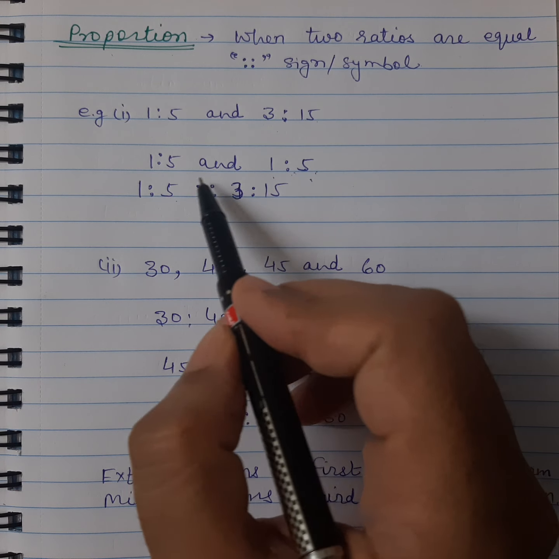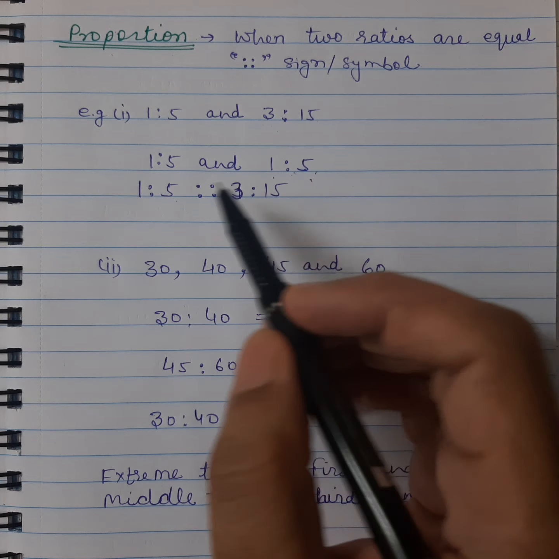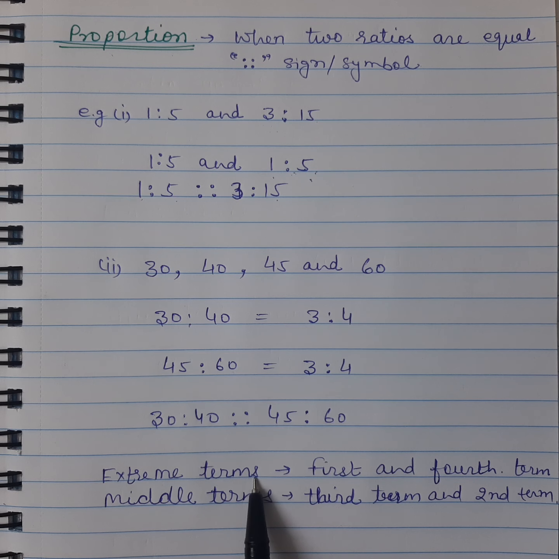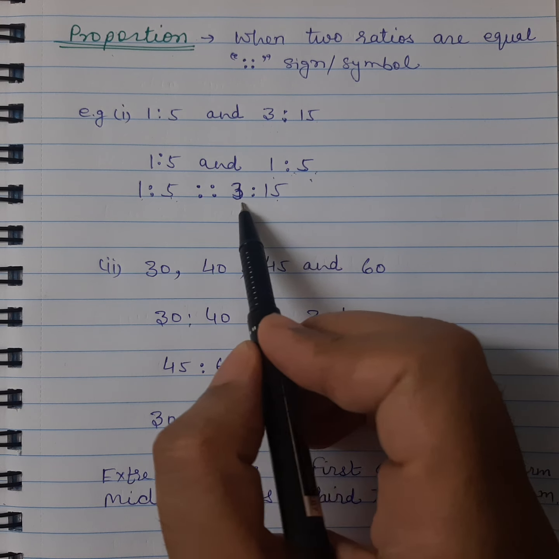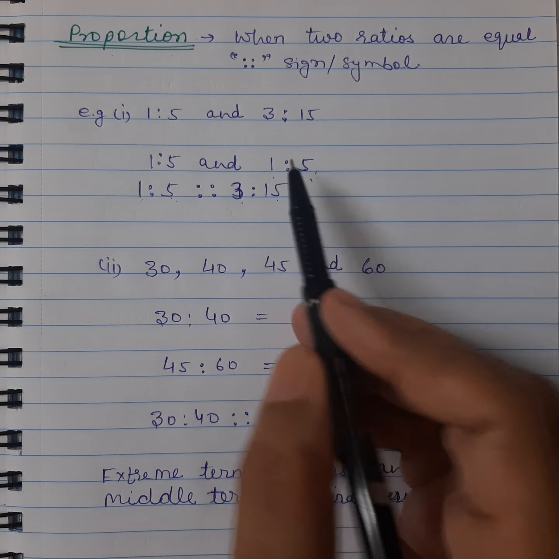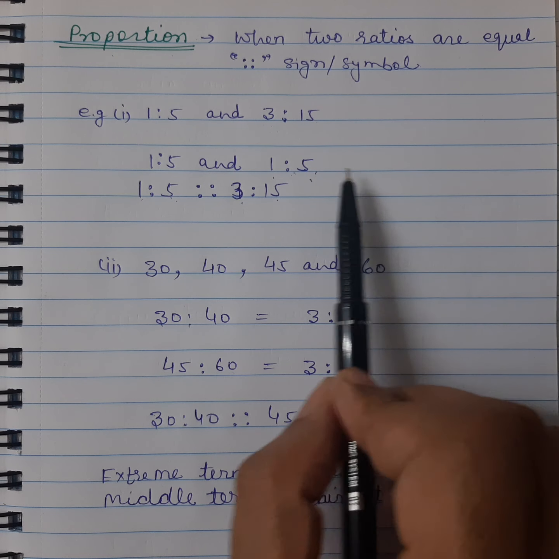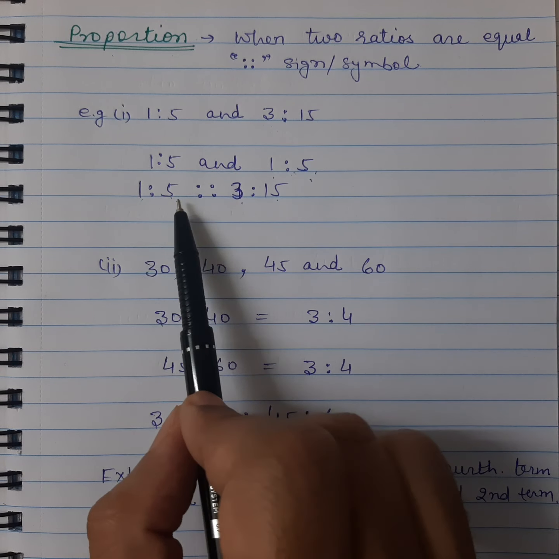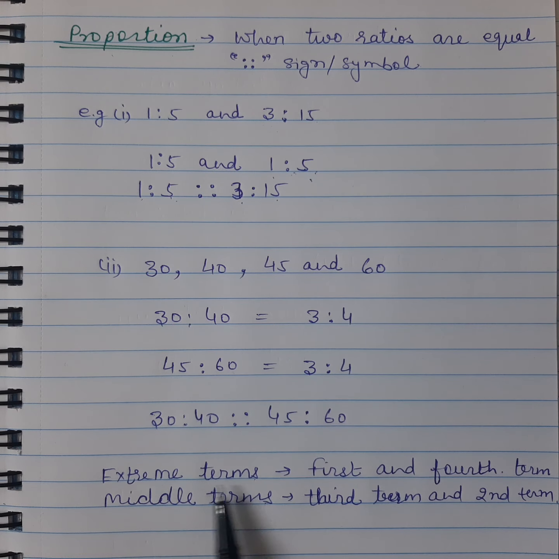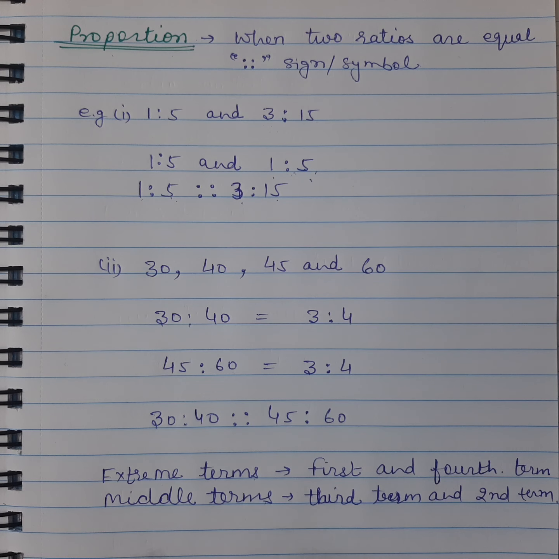This four-dot symbol is the proportion symbol. 3 is to 15. Here the first and fourth terms are called extreme terms, and the second and third terms are called middle terms in the proportion. In a proportion, four terms are involved: this is the first term, this is the second term, this is the third term, this is the fourth term. So the first and fourth are called extreme terms, and the second and third are called middle terms.